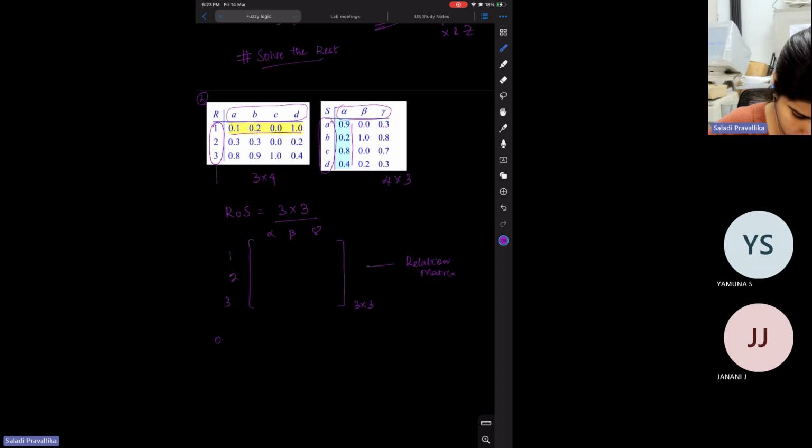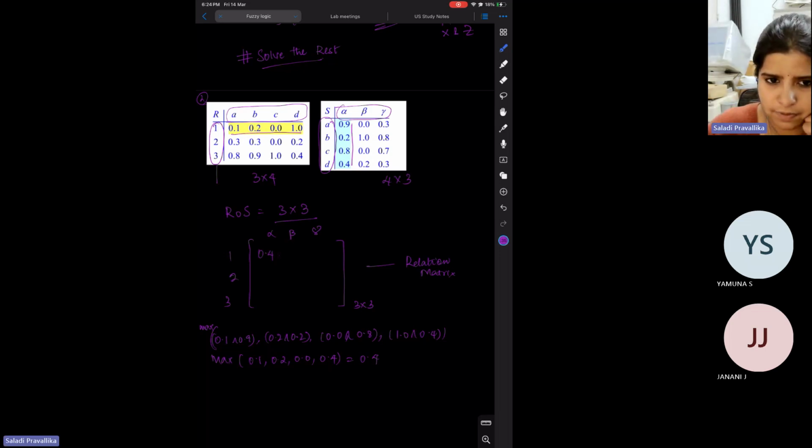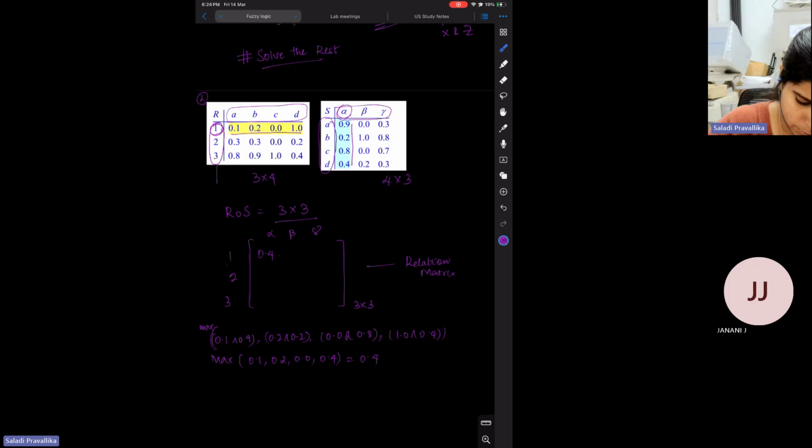Okay, the first one is 0.1 intersection 0.9. So let's just take max out. 0.2 intersection 0.2, 0.0 intersection 0.8, 1.0 intersection 0.4. Okay? So it's going to be max of 0.1, comma 0.2, comma 0.0, comma 0.4, which is equal to 0.4. Yes. Okay, so this is for the first one, which is with respect to R value 1, and for S, it is alpha. Right? So the membership value of 1 and alpha is 0.4. Right. So let's do for one more and then we'll go with Janani's answer.